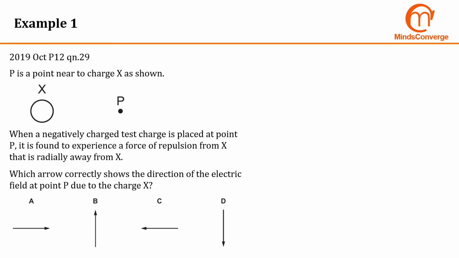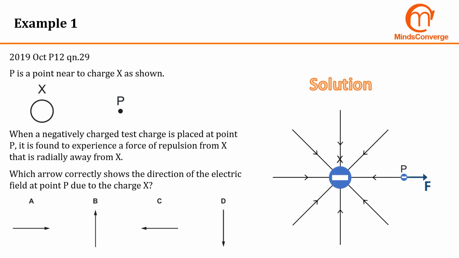Let's try some examples. Please pause the video to try the question. In this question, it's given that a negatively charged test charge is placed at point P, and the negative test charge experiences a force of repulsion from the charge x that is radially away from the charge x. Like charges repel, so the charge x is negative and produces an electric field radiating toward it. Obviously, option C is correct.